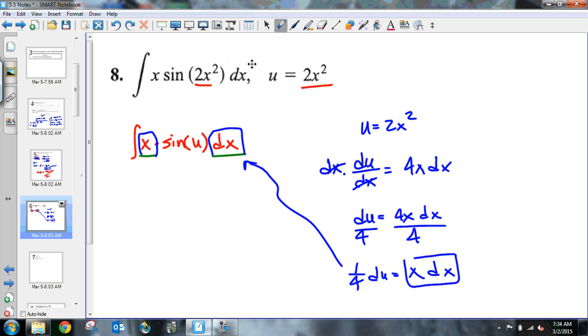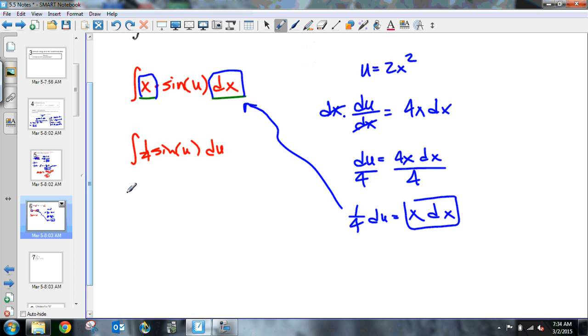And so now I get the integral, let me rewrite this, as the integral of 1/4 sine of u du. And this is something I can take the antiderivative of. I can take out the 1/4 and multiply it up front. I could do this a number of ways, but I get sine of u du. Now you have to ask yourself the question, the derivative of what gives me sine of u? So I end up getting this.